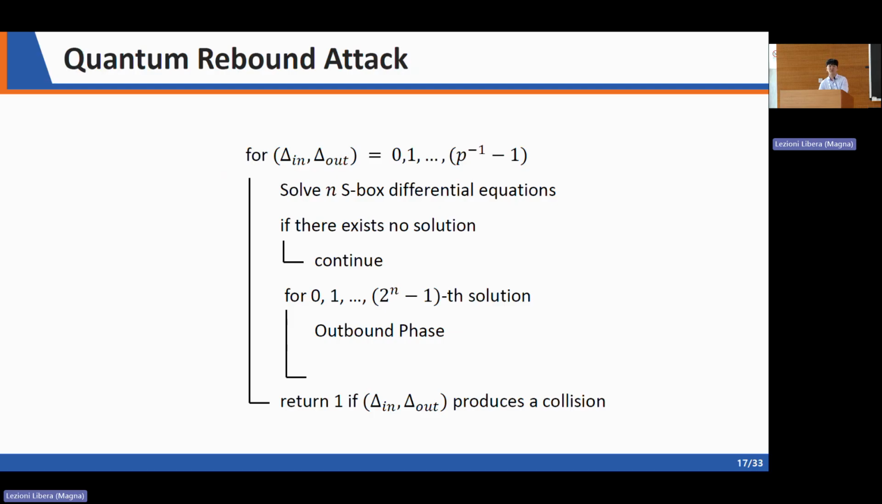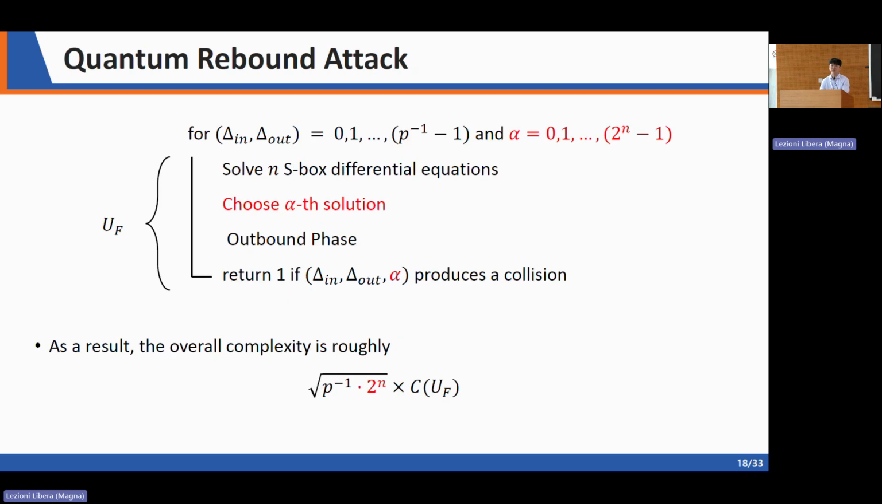For quantum rebound attack, we translate each operation into the quantum setting, but the continue operation cannot be trivially adapted to the quantum setting. This is because in Grover search, the wrong values cannot be discarded immediately. Instead, their amplitudes are reduced gradually over iterations.